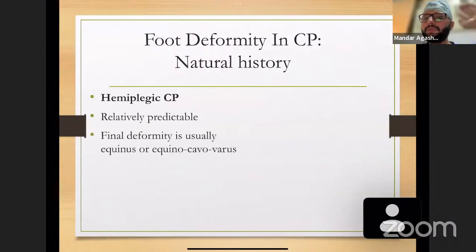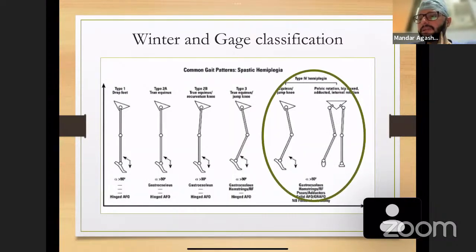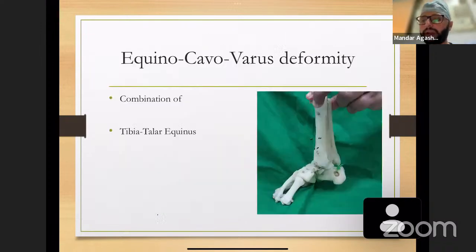If you see the two main types of cerebral palsy, hemiplegic and diplegic, the end result of a hemiplegic CP typically is an equinovarus deformity. While in a diplegic CP, though it is slightly more unpredictable, the natural history is that the arch collapses and the child goes into a planovalgoid foot. So in this talk I'm going to concentrate on a hemiplegic CP with an equinovarus deformity. This typically happens in a type 4 hemiplegia, which has other significant deformities also, and is usually seen in an older child or adolescent.